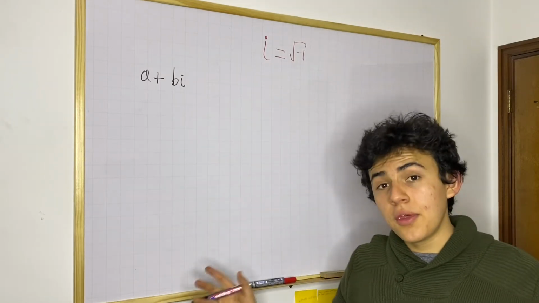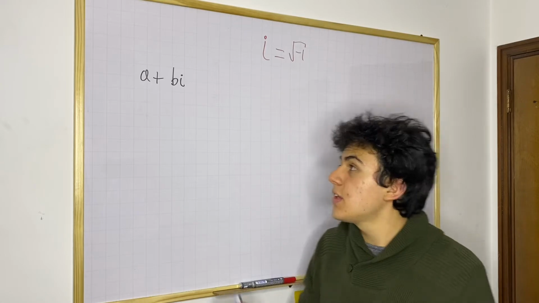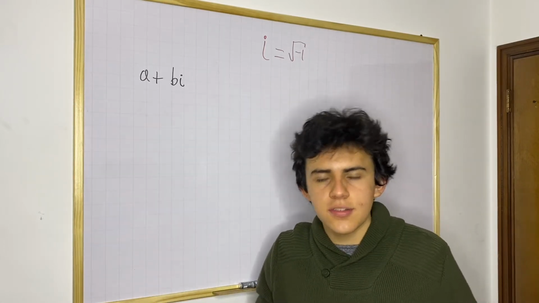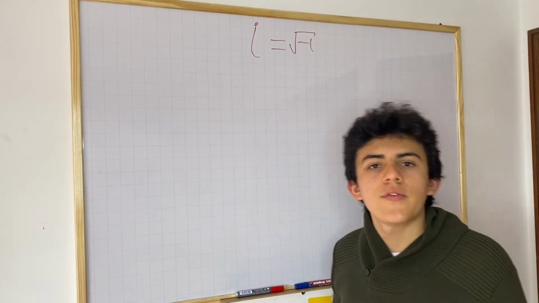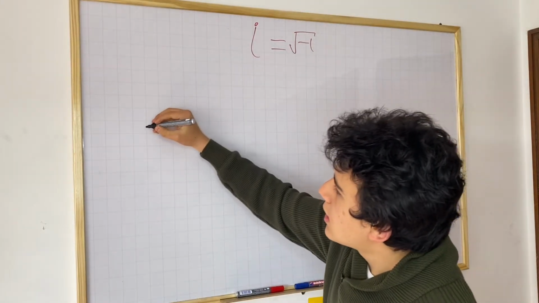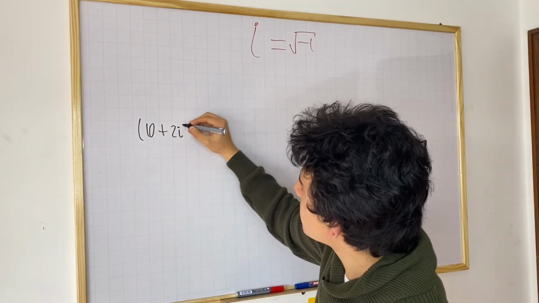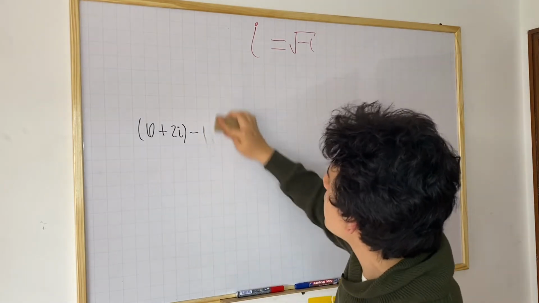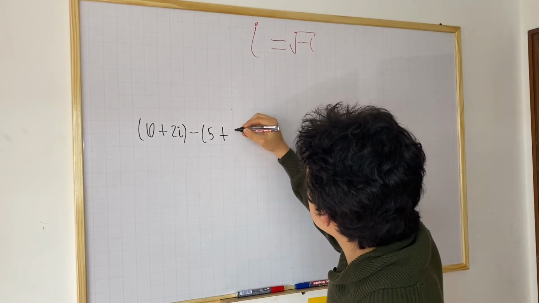Hey guys, so today I want to show you how you can make basic operations between complex numbers in the following form: a plus b times i, which is square root of minus 1. So now, let's suppose we have the following example. Let's say we have 10 plus 2i minus 5 plus 4i.